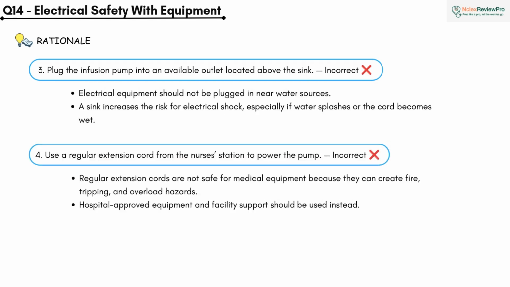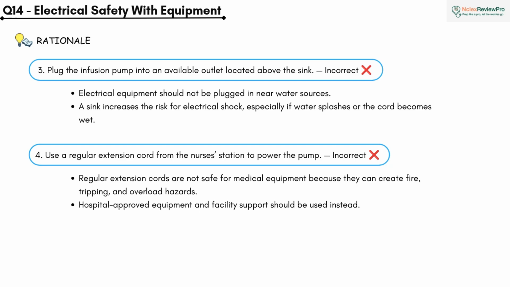Option 3 says, plug the infusion pump into an available outlet located above the sink. This is incorrect. Electrical equipment should not be plugged in near water sources. A sink increases the risk for electrical shock, especially if water splashes or the cord becomes wet.